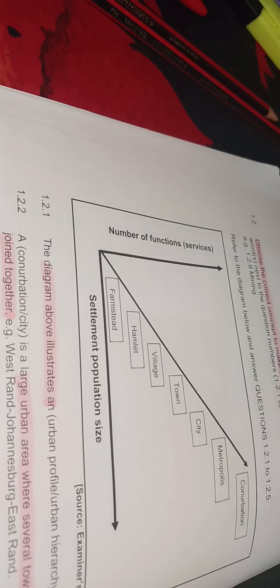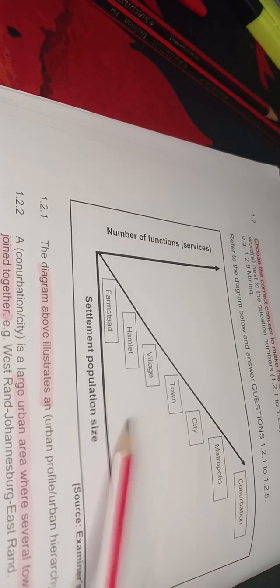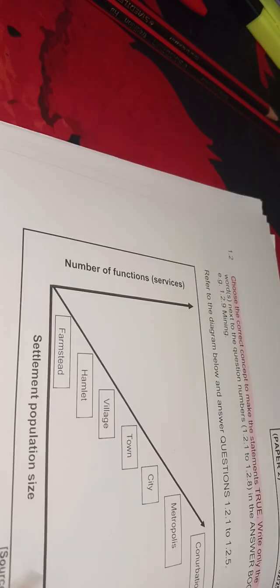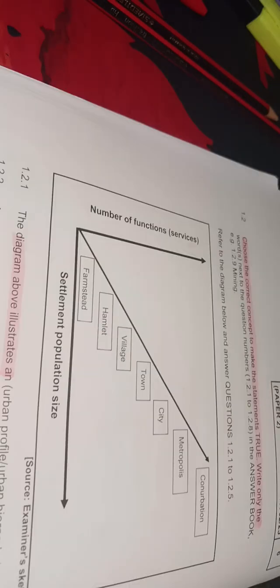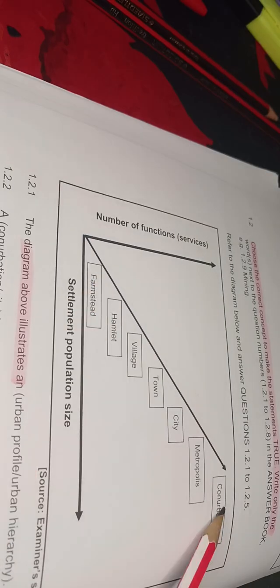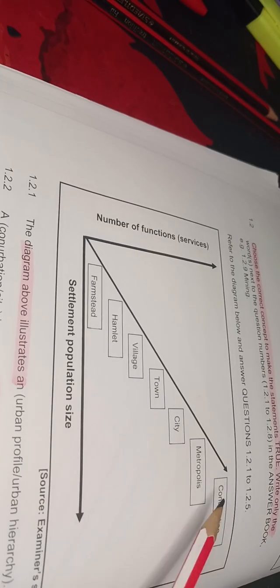Let's try to define it before we start answering the question, because I don't want to assume that you know. Urban hierarchy is the ranking of urban areas according to the criteria of size, number of functions, and the degree of specialization. This is your urban hierarchy from the smallest to the largest. That's what is being assessed here.